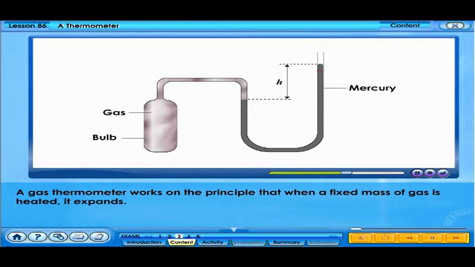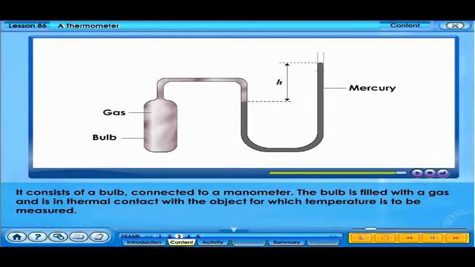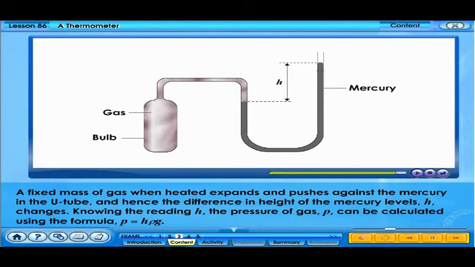A gas thermometer works on the principle that when a fixed mass of gas is heated, it expands. It consists of a bulb connected to a manometer. The bulb is filled with a gas and is in thermal contact with the object for which temperature is to be measured. A fixed mass of gas, when heated, expands and pushes against the mercury in the U-tube, and hence the difference in height of the mercury levels, H, changes.